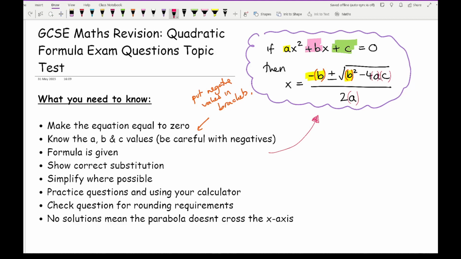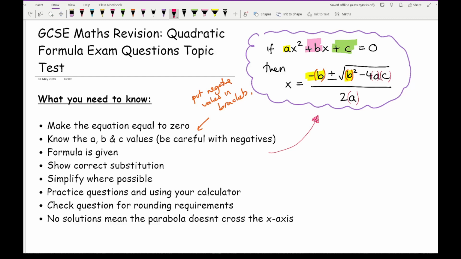Always simplify where possible. Don't just simply, once you've substituted values in and you've written it down, go straight for your calculator, particularly when a, b and c are negative. Calculators don't like dealing with negative numbers. So again, as long as you're remembering to put your negative numbers in brackets, that's effective use of your calculator. However, what makes more sense is simplifying it to numbers first and then reaching for your calculator to solve.